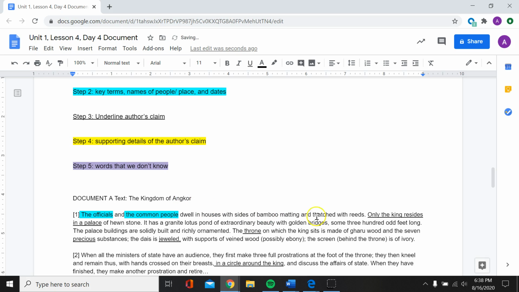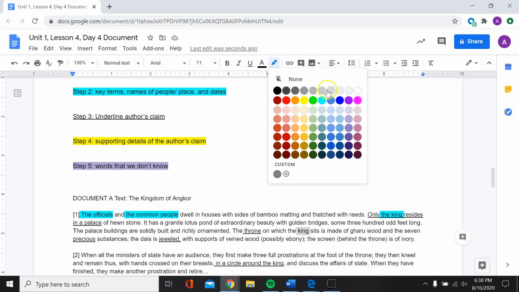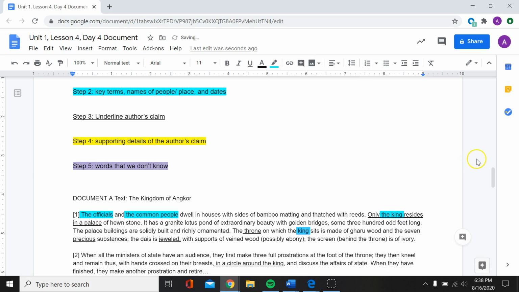And then if I keep going, I see the king. And the king is obviously a person, so I'm going to go ahead and highlight that too. While we're not talking about someone specific right now in a primary source, especially one that's informing us, we do want to pick out terms like this because it just gives us more context onto what we're reading in this specific paragraph. And I see king here again, so I'm going to go ahead and highlight that again. I don't see any places or dates on here, so I'm done with step 2.